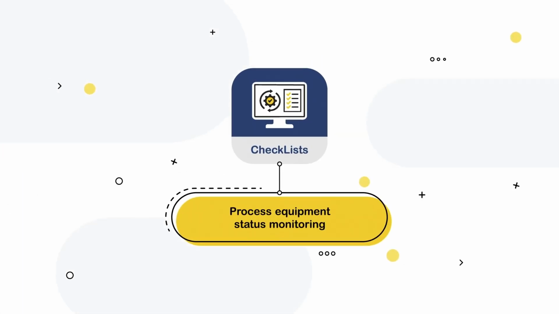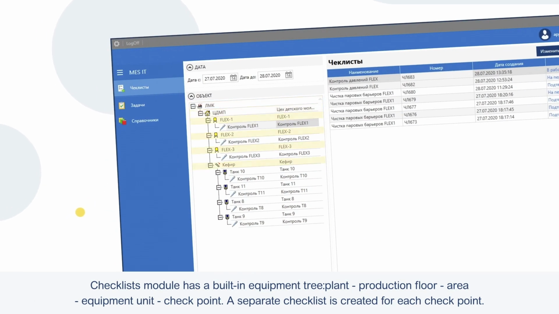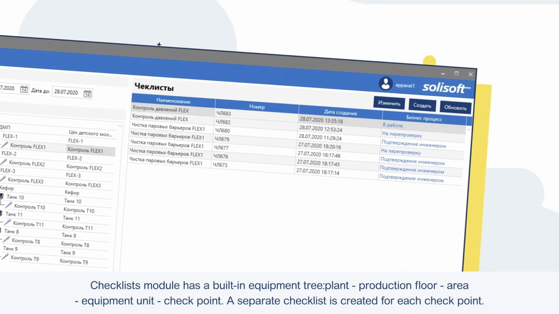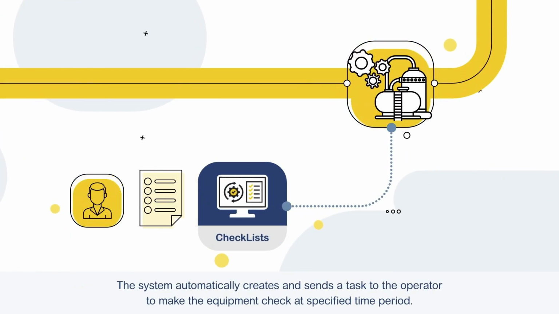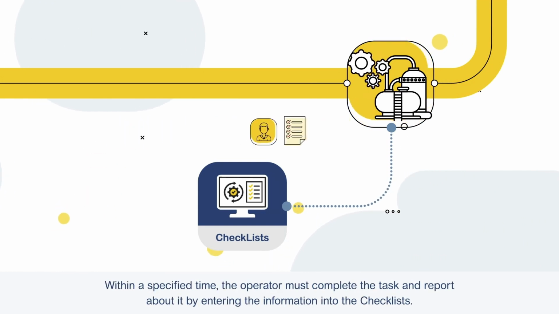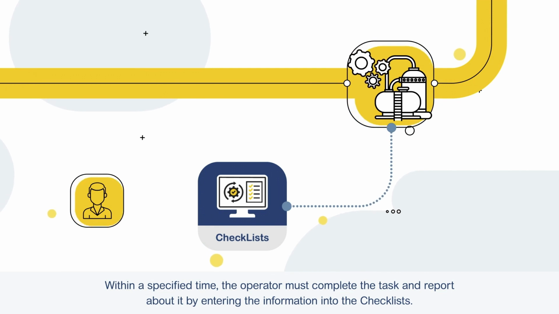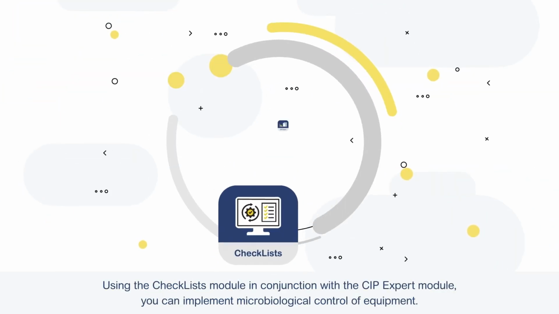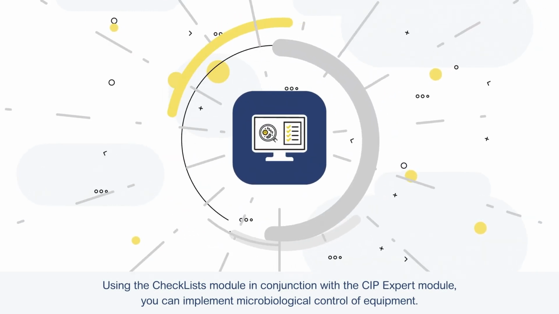Checklists is a module for monitoring of process equipment status. Checklists module has a built-in equipment tree: plant, production floor, area, equipment unit, checkpoint. A separate checklist is created for each checkpoint. The system automatically creates and sends a task to the operator to make the equipment check at specified time periods. Within a specified time, the operator must complete the task and report about it by entering the information into the checklists. Using the Checklists module in conjunction with the CIP Expert module, you can implement microbiological control of equipment.